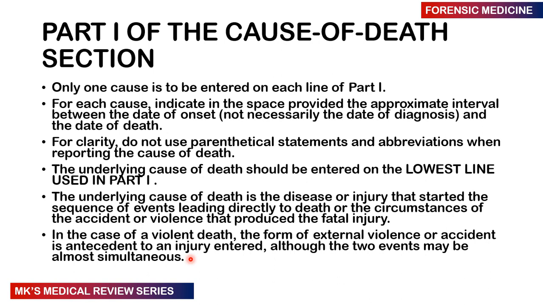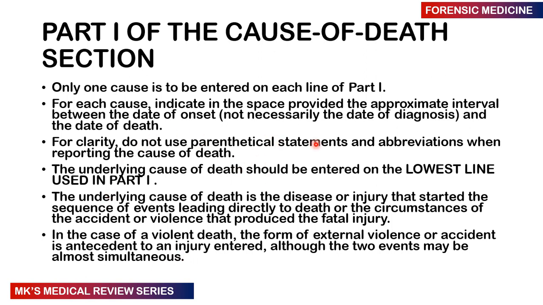So part 1, like I said, only one cause of death should be filled in on one line. And for each cause, you must indicate in the space provided the approximate time interval. So it means the date of onset, not necessarily when you made the diagnosis of the disease, but when they started falling severely sick, to the date when they died. So you must approximate this time. Most people actually do not fill in the time aspect. I'm even one of the culprits for this. They do not actually fill in the approximate time interval. So please make sure that after you watch this video, from now on, you are in the habit of filling in the approximate time. Then of course, for clarity, do not use any parenthetical statements or any abbreviations like I already said.